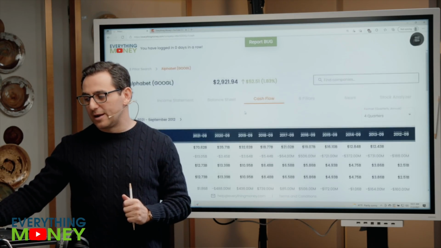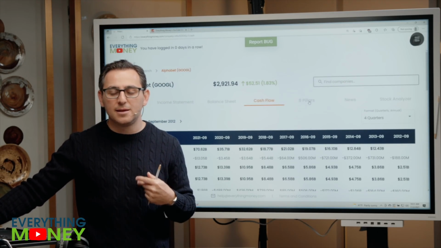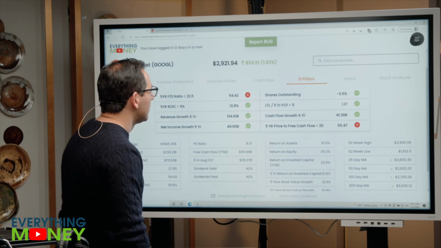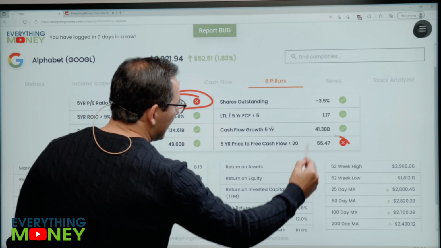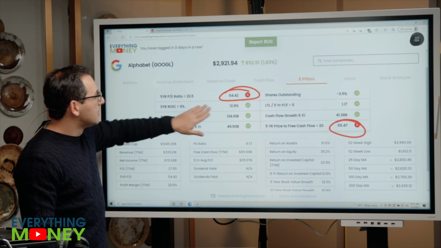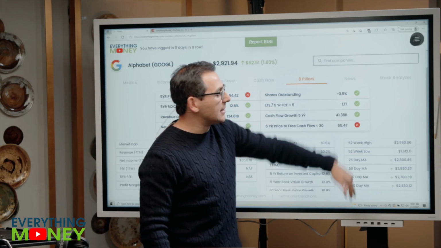But like I said before, guys, if you just sit there and you're lazy like me and you don't want to do all that work, look at this. 8-pillar tab just does it all for you. And guess what, guys? The 2 metrics that have an X are the value metrics. PE and basically market cap. So this immediately tells me, guys, I love this company.